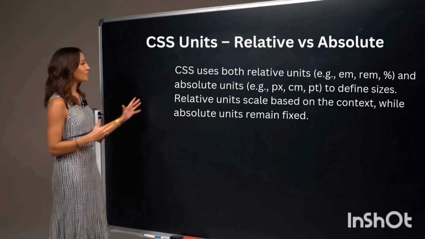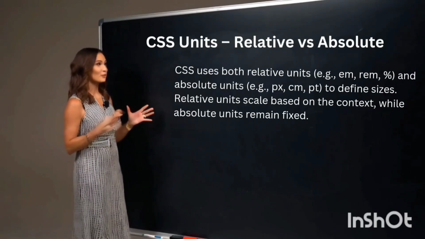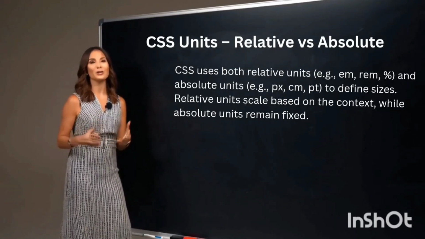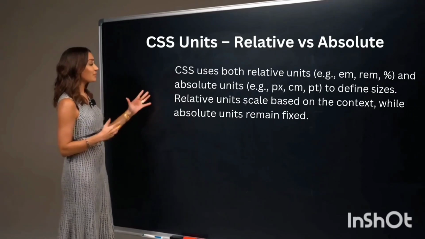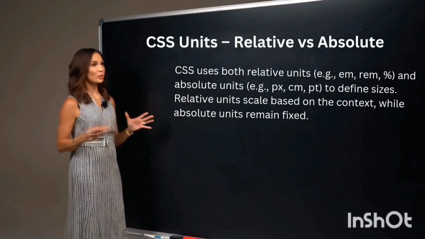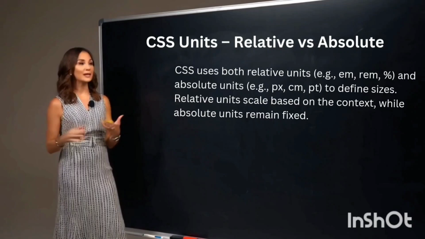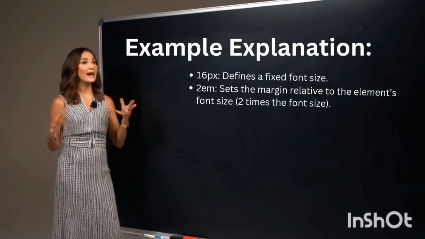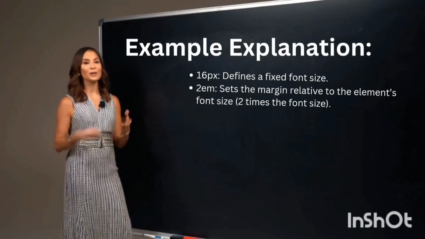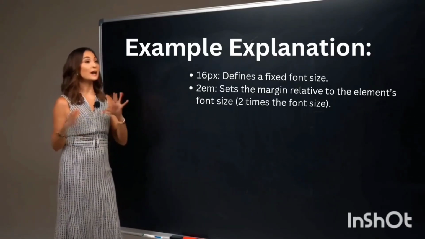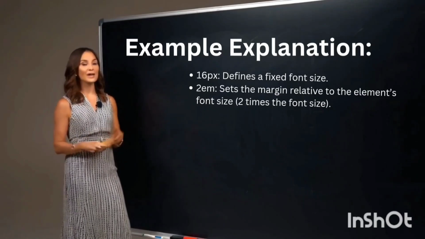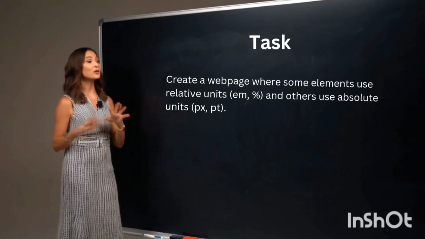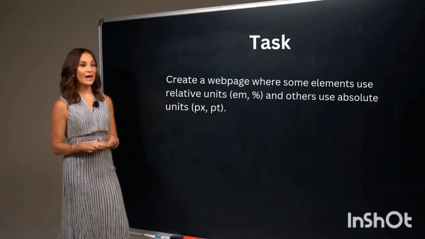CSS units, relative versus absolute. CSS uses both relative units, e.g., em, rem, percent sign, and absolute units, e.g., pixels, centimeters, points, to define sizes. Relative units scale based on the context, while absolute units remain fixed. Example, explanation. 16 pixels defines a fixed font size. 2em sets the margin relative to the element's font size. Create a page where some elements use relative units, em, percent sign, and others use absolute units, pixels, points.